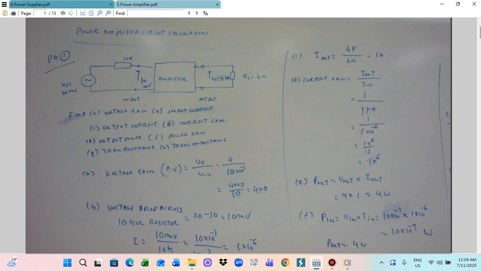Okay. So this is for the supply source VA is 20 millivolt, and input resistance is 10 kilo ohm, and output resistance R is 4 ohm, and the output voltage is 4 volt. So we have to calculate the voltage gain, input current, output current, current gain, output power gain, trans resistance, and the transconductance. Those things have to be calculated for this circuit. So firstly we calculate the voltage gain. Voltage gain means the output voltage 4 volt, input voltage 20 millivolts. So the output by input voltage, so we can calculate voltage gain.